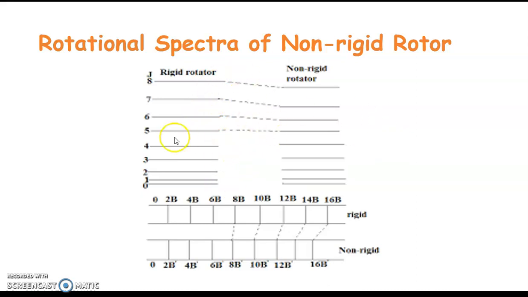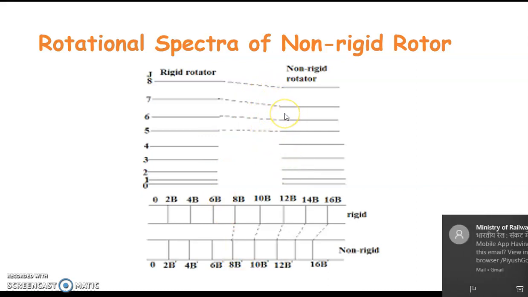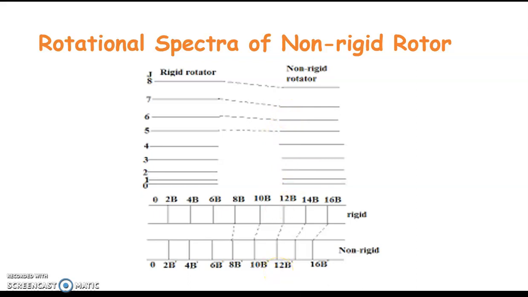From this figure, we can compare the rotational energy levels and the spectra of rigid and non-rigid rotors. There is a lowering of rotational levels as the level of transition increases, and also the spectral lines come closer.